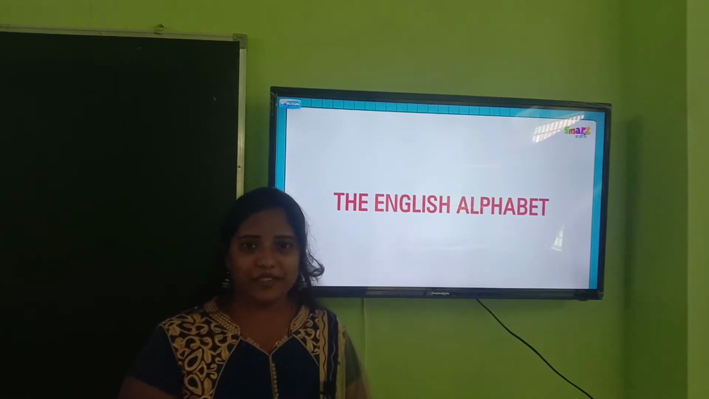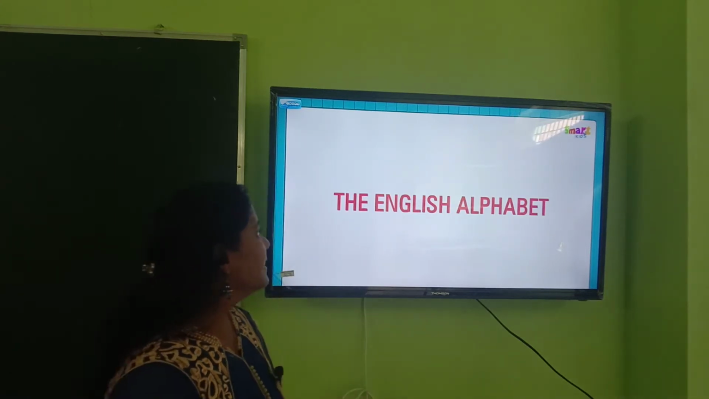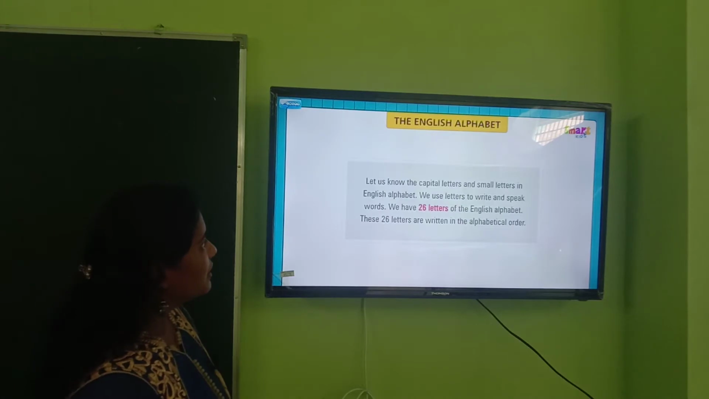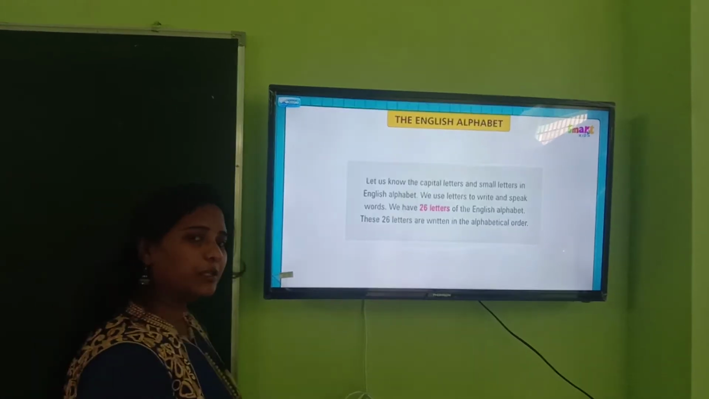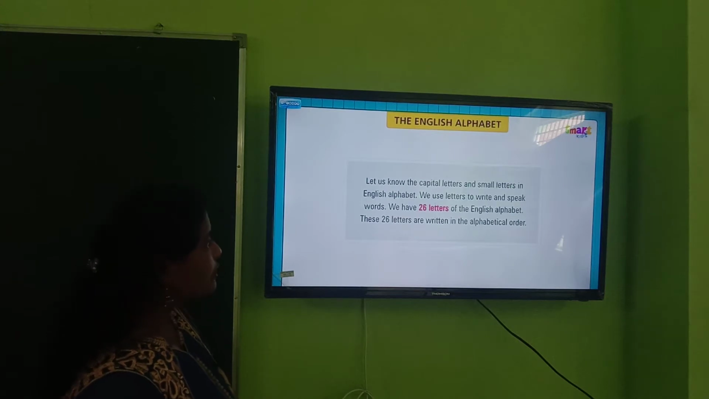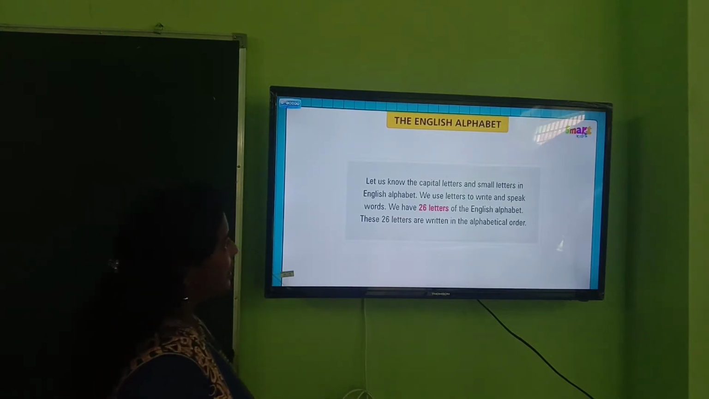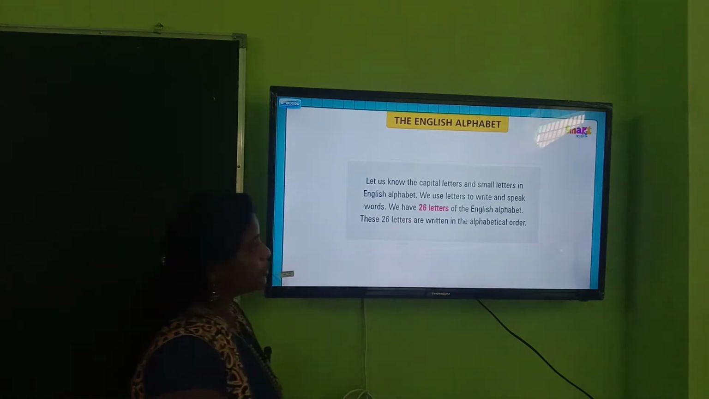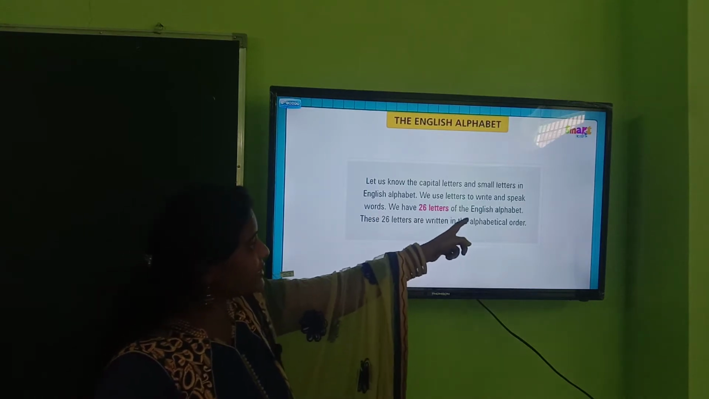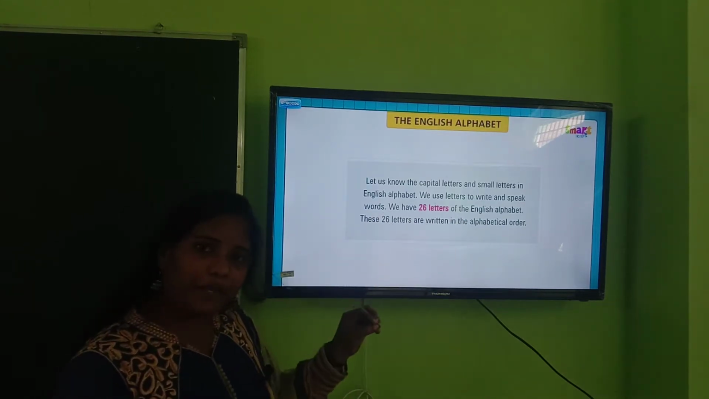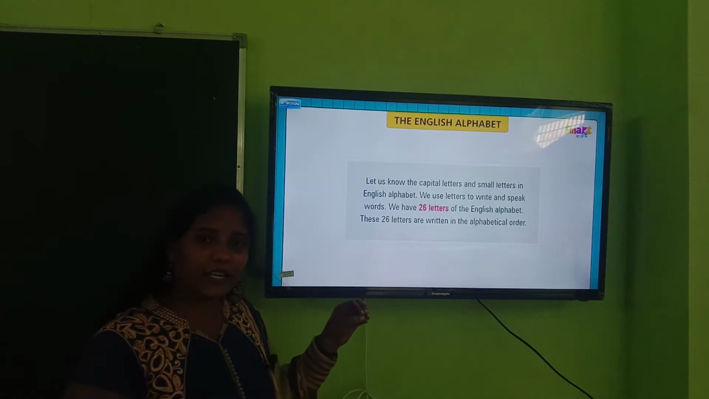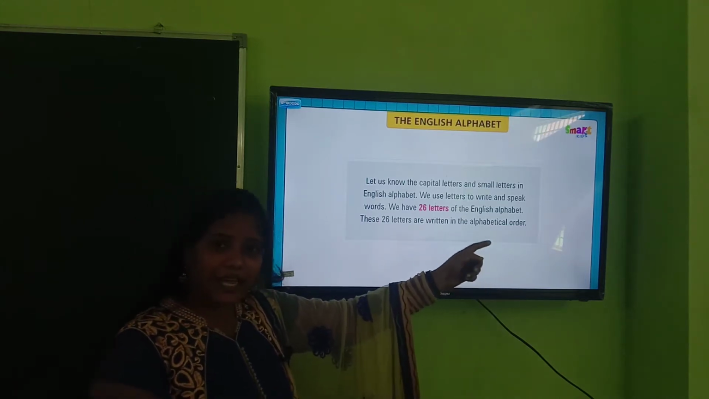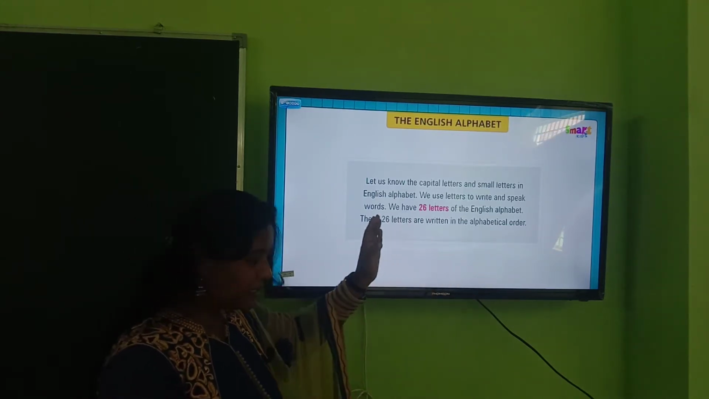Be ready with your books. See the English alphabets. Let us know the capital letters and small letters. We already know the capital letters and small letters, right? In English alphabets, we use letters to write and speak words. We have 26 letters in the English alphabet. So how many letters do we have in English? A to Z, 26. These 26 letters are written in the alphabetical order.